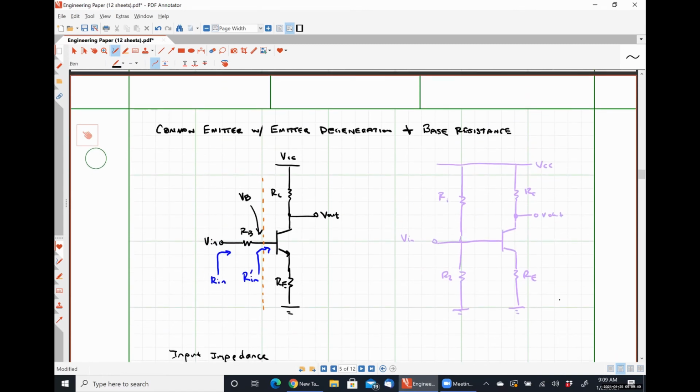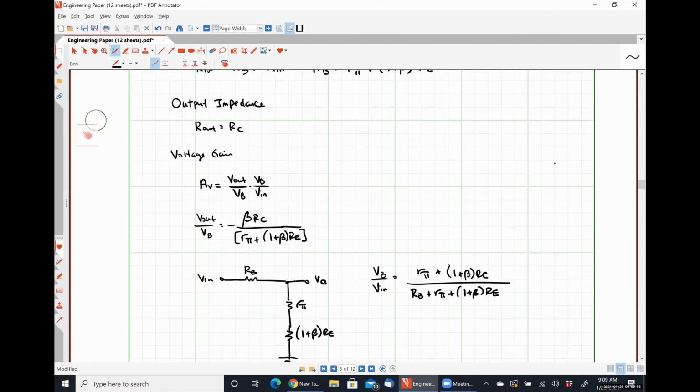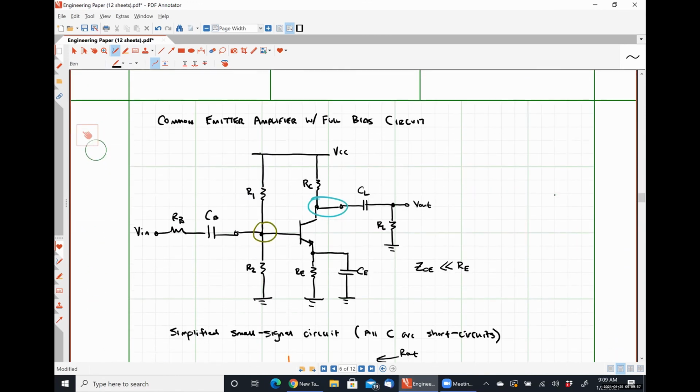I believe in the homeworks, anytime it has a capacitor, it just says assume it's really large, which means that even for lower frequencies, it would be treated as if it were a short circuit. So we said specifically that we want the impedance of the emitter capacitance to be significantly smaller than the emitter resistance. We want the impedance of the load capacitance to be very small in comparison with the load resistance. And we want the base capacitance to be very small in comparison to the base resistance.